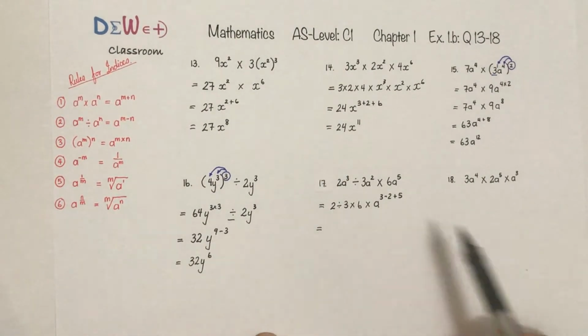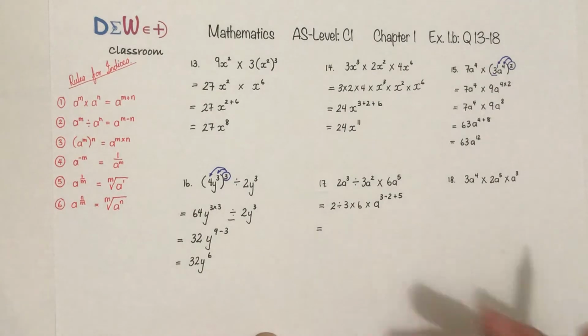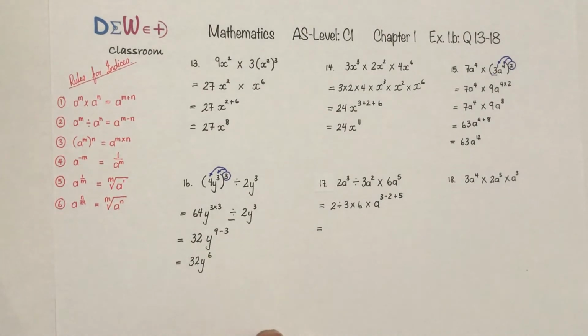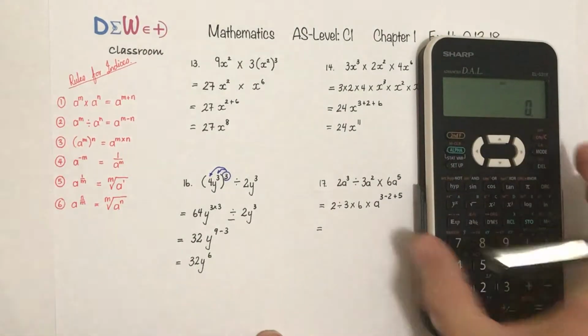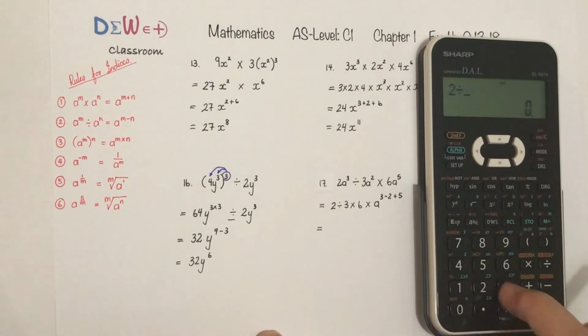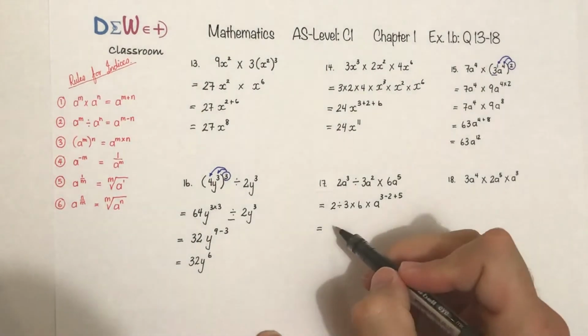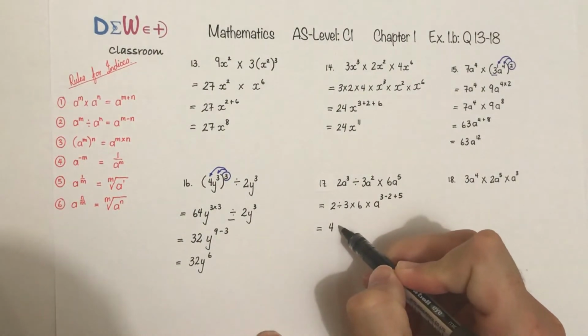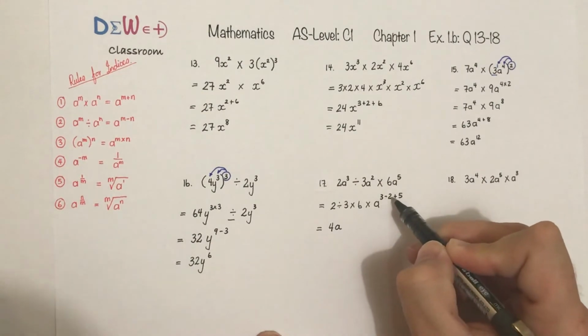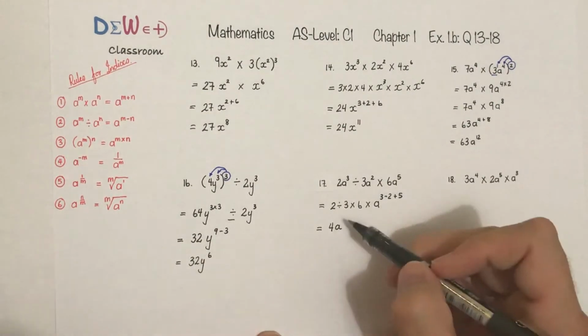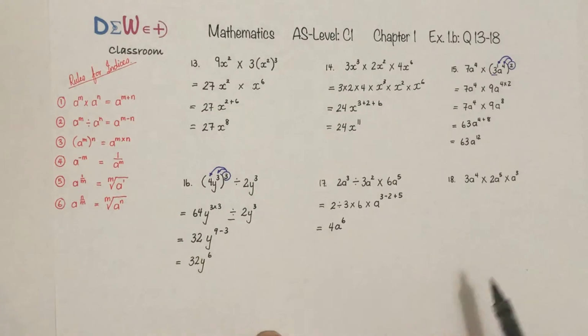We have 2 divided by 3, that is 0.667. And for this, I am definitely going to grab my calculator. So in this case, 2 divided by 3 multiplied by 6 results in 4. So we have 4a, 3 minus 2 is 1, plus 5 is 6. And that's your final answer.